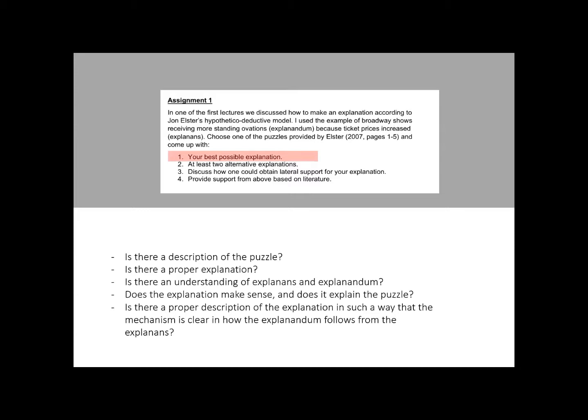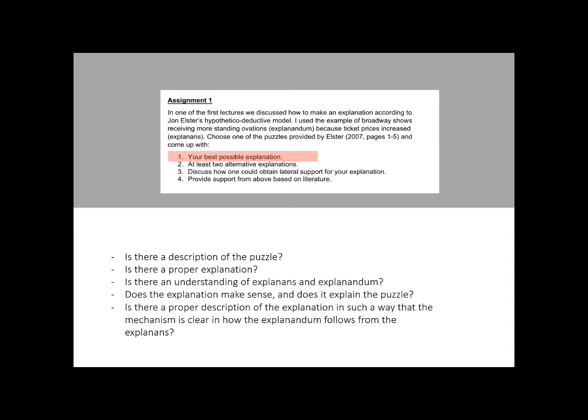So in the first part, what am I looking for here? I ask you to choose one puzzle provided by Elster on these 5 pages, and then come up with your best possible explanation. So I'm looking for things like this: is there a description of the puzzle? Because sometimes people just give something but don't really describe the puzzle. They just write gold medals of India. But what do I do with that? If I had not given that lecture, I wouldn't know what that means. So write it in a way so that people get it. Describe it.